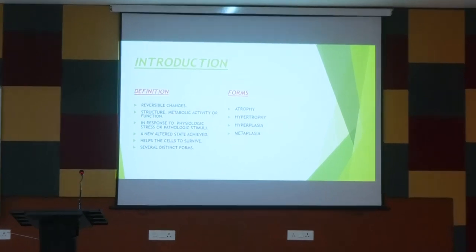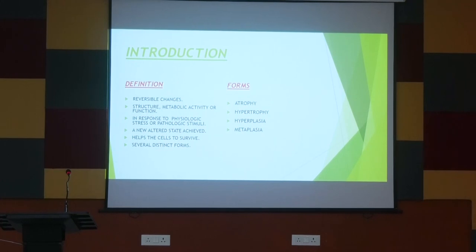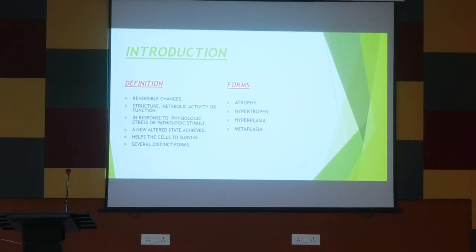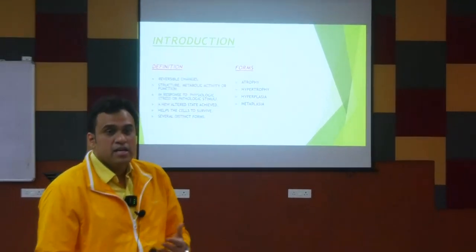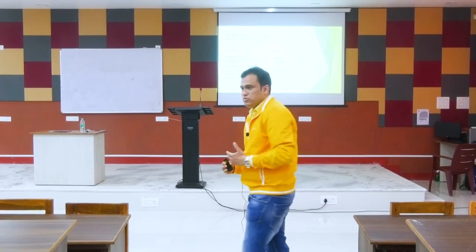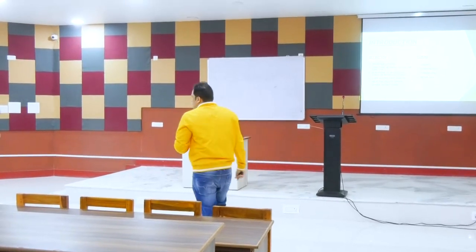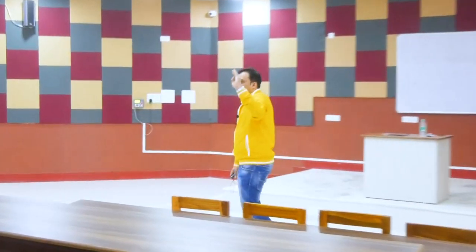Now, there are several distinct forms of adaptation. For example, atrophy, hypertrophy, hyperplasia, metaplasia. Some books will also give you dysplasia, but I personally don't think dysplasia should be taught here, because dysplasia is a precursor of cancer. Dysplasia will be taught during neoplasia, when we teach you that particular topic. So there are various forms: atrophy, hypertrophy, hyperplasia, metaplasia.